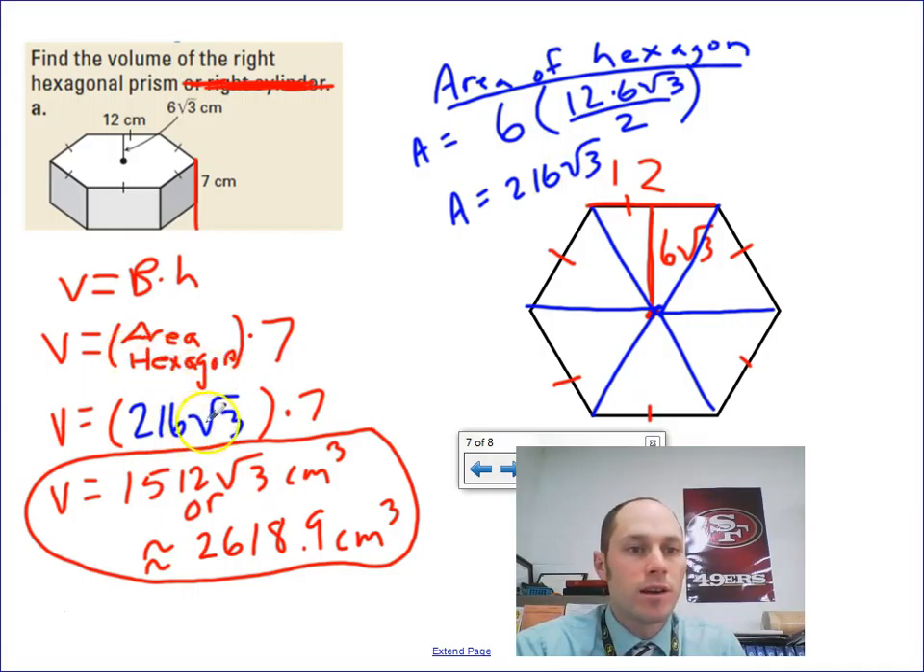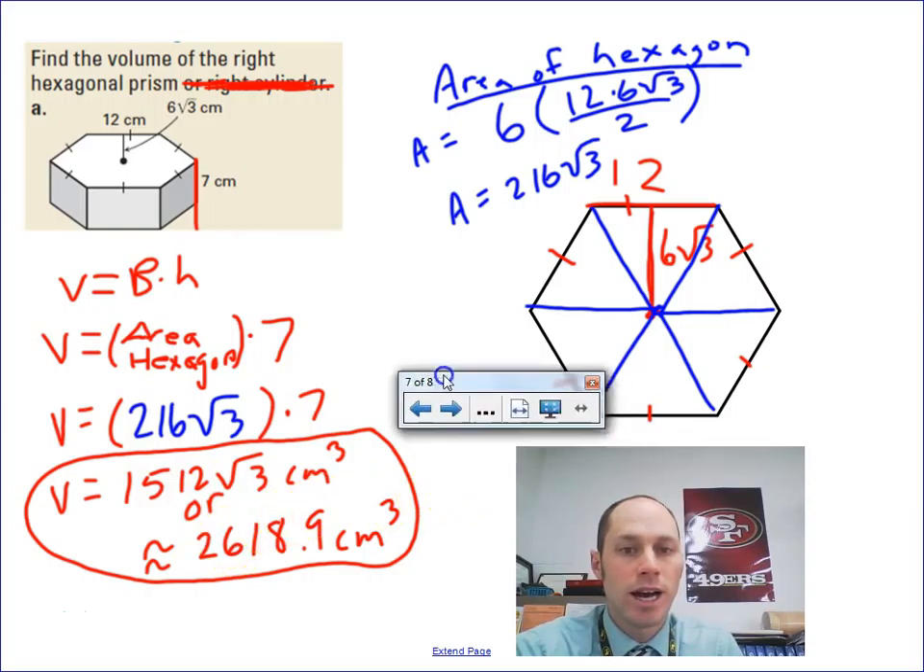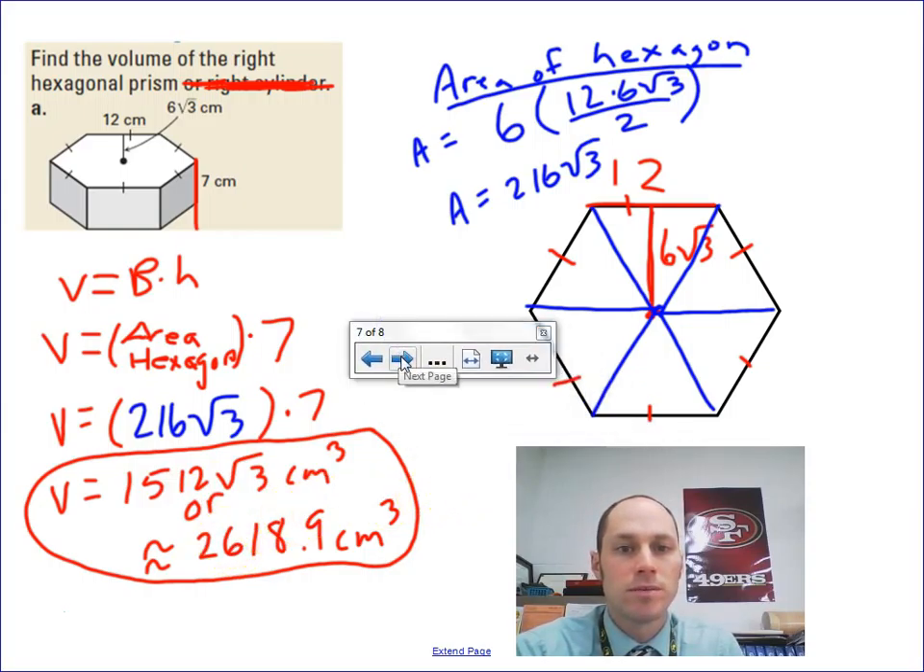And I plug that in for the area of the hexagon and multiply it by its height, because that hexagon goes up for 7 centimeters. So it's 1,512 times the square root of 3 centimeters cubed, or approximately 2,618.9 centimeters cubed.